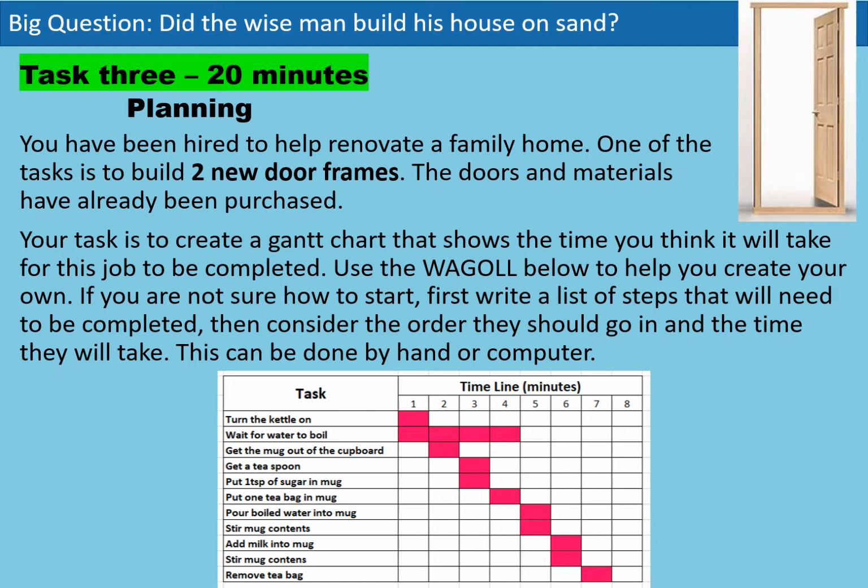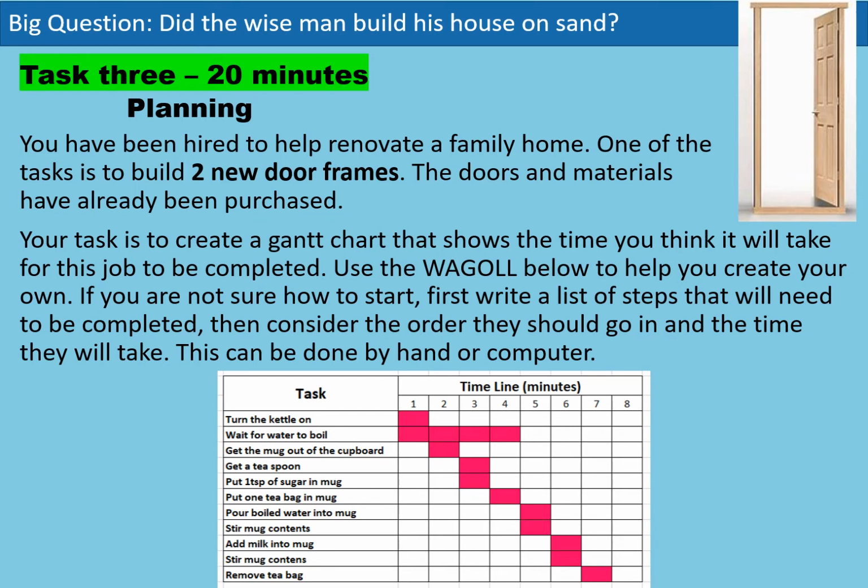So let's read through. You have been hired to help renovate a family home. One of the tasks is to build 2 new door frames. The doors and materials have already been purchased. Your task is to create a Gantt chart that shows the time you think it will take for this job to be completed. Use the waggle below to help you create your own.